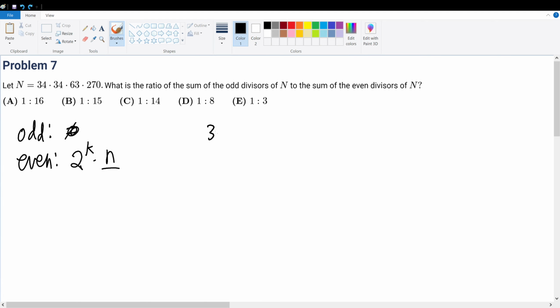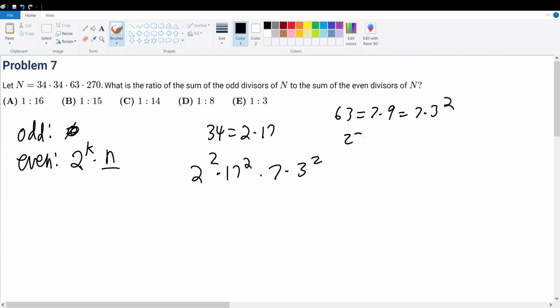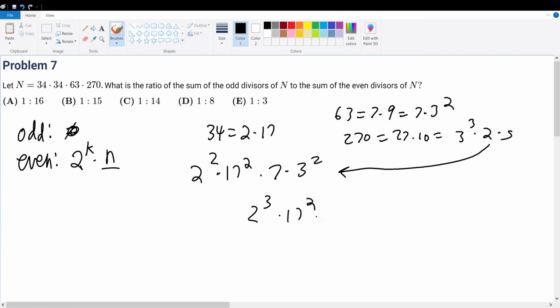So 34. 34 is 2 times 17, so then we have 34 squared, so we have 2 squared times 17 squared. Okay, now let's do 63. 63 is 7 times 9, which is equal to 7 times 3 squared, so 7 and 3 squared. 270 is 27 times 10. 27 is 3 cubed times 2 times 5. So if we put it into here, then we add an extra 2 to become 2 to the third. 17 squared doesn't change. 7 doesn't change. 5 goes in here. 3 to the second times 3 cubed gives 3 to the fifth. So that's the prime factorization of n.